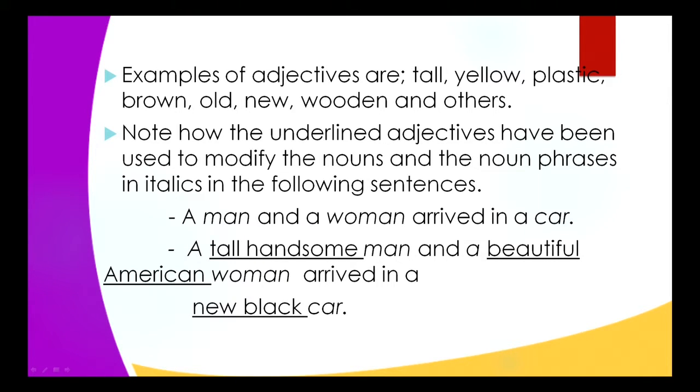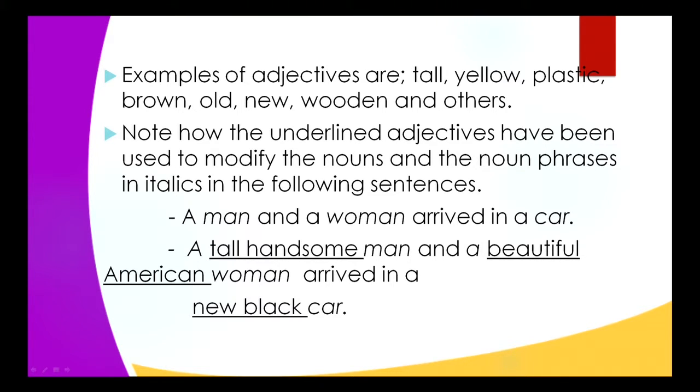Note how the underlined adjectives have been used to modify the nouns and the noun phrases in italics in the following sentences. A man and a woman arrived in a car. That is a sentence. You are not specific about the man, the woman, or the car. So, how do you use adjectives to be specific about the man, the woman, and the car that you're talking about? A tall, handsome man and a beautiful American woman arrived in a new black car.